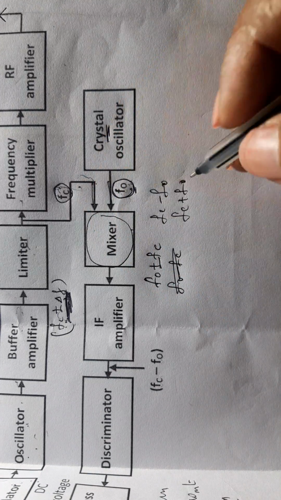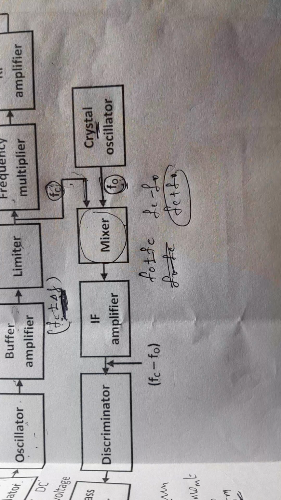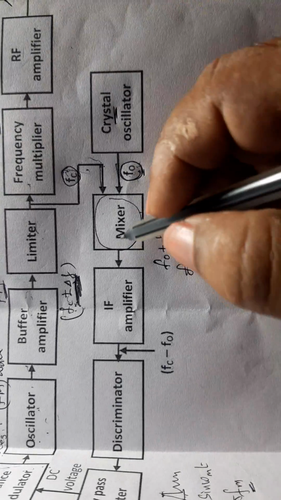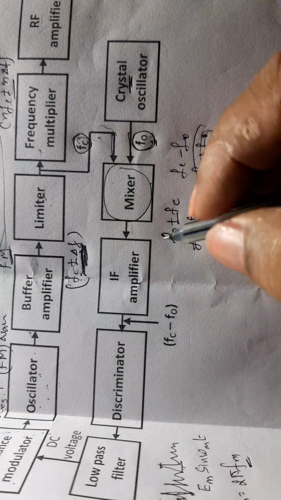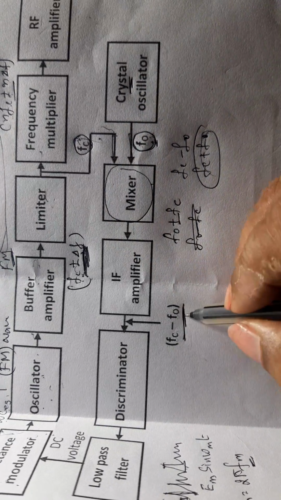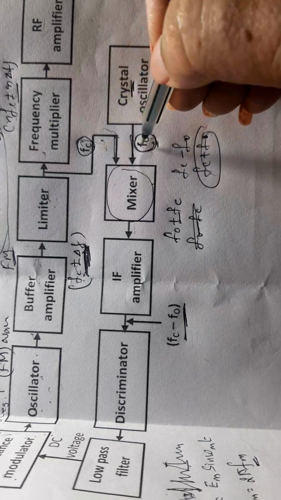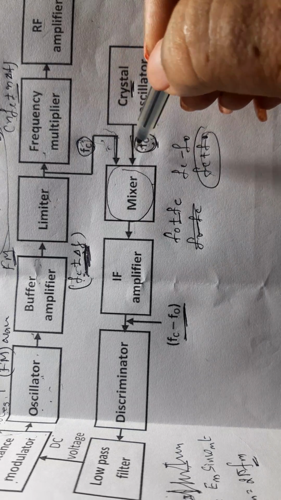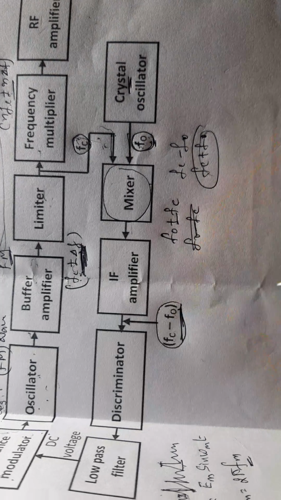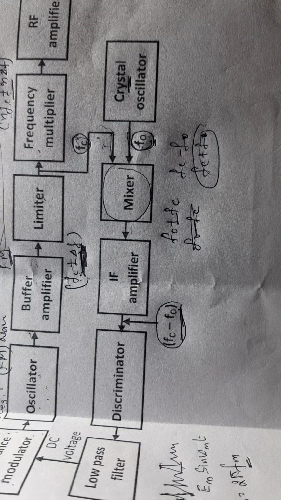In this output, fc plus f0 is removed to the ground by a capacitor, because a capacitor bypasses high frequency signals. If it is grounded, this high frequency is bypassed to ground, and the output of this mixer consists only of the frequency fc minus f0, the difference of the two input frequencies. This frequency is called the intermediate frequency.